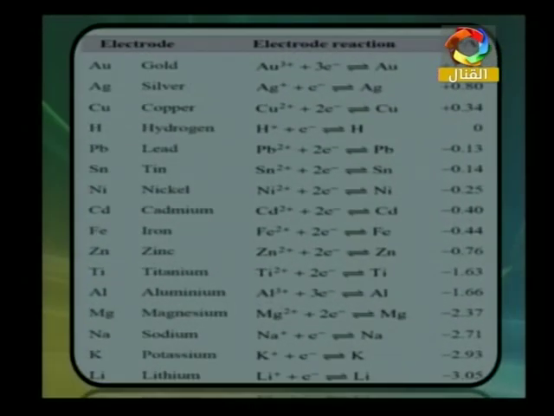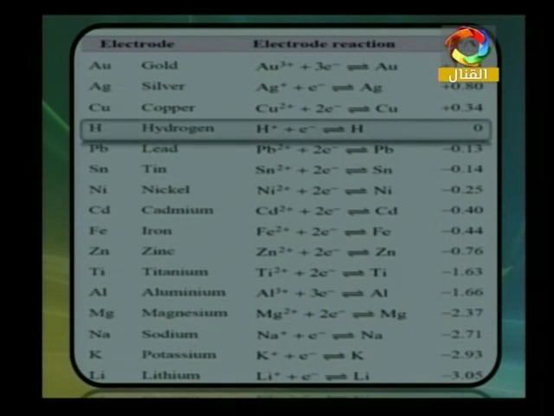Here we have a picture about the electromotive series. This one is hydrogen. It's found like this. So here we have before the hydrogen and after hydrogen.